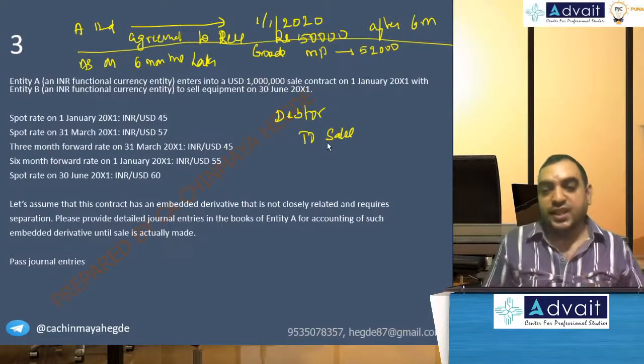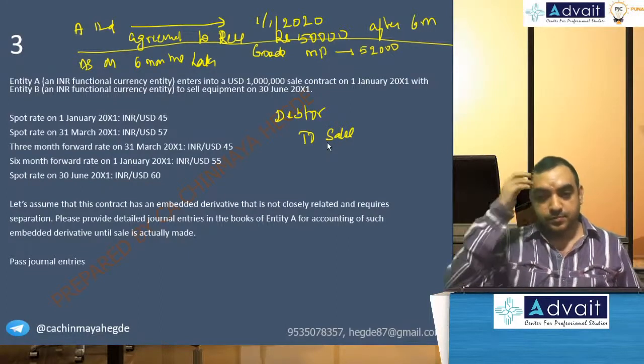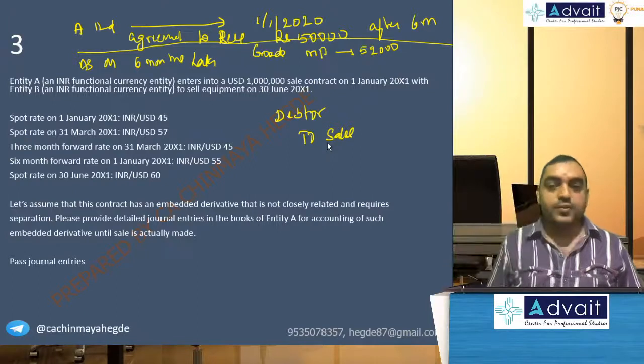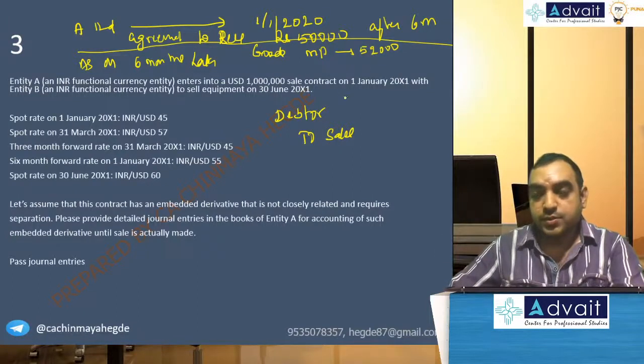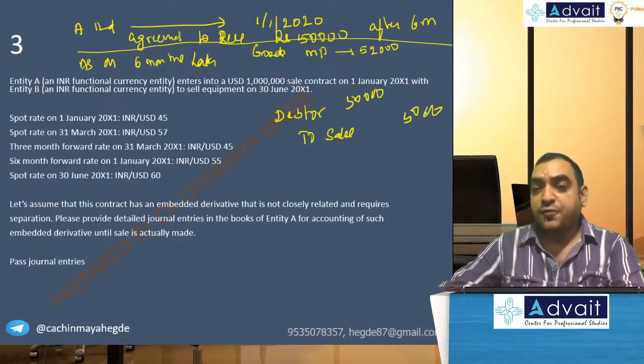When goods are actually transferred, the answer is 50,000. Some of you are thinking 52,000.